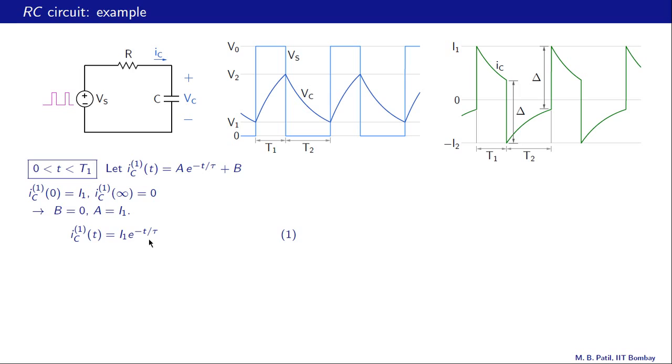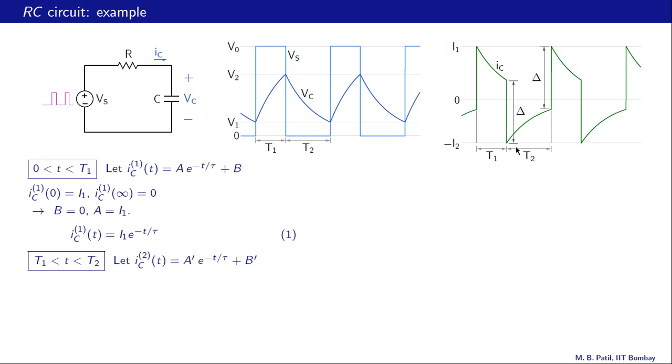Alright, let us now look at the T2 phase. That means this part of IC of t. And in that phase, let IC be A prime e raised to minus t by tau plus B prime. And here we put a superscript 2 to denote that we are in the T2 phase. Now to find A prime and B prime, we need two conditions on IC in the T2 phase.